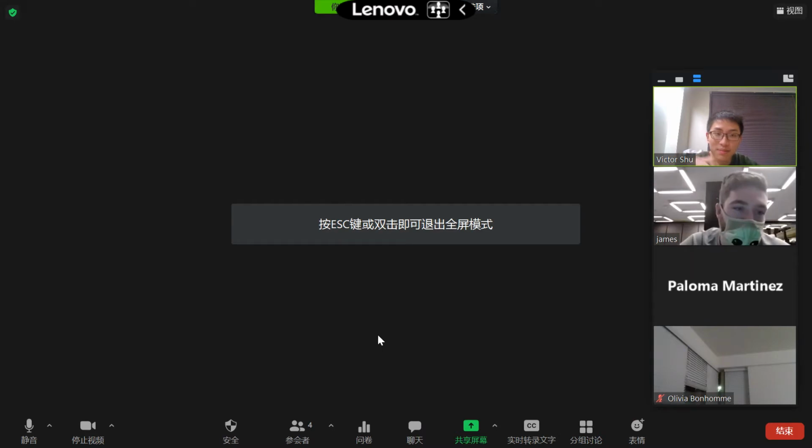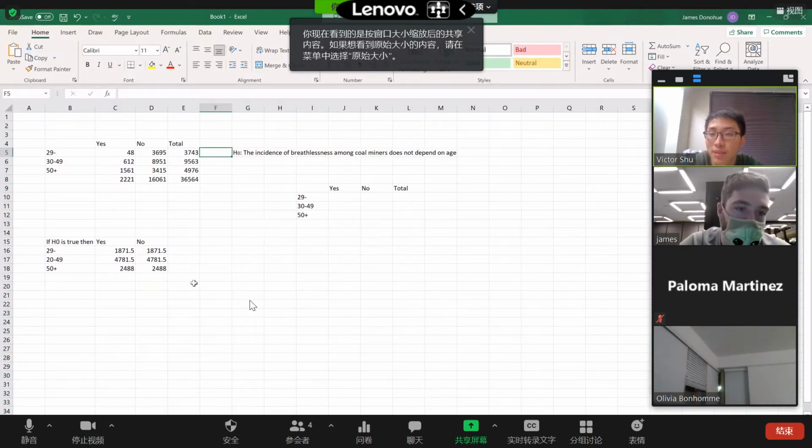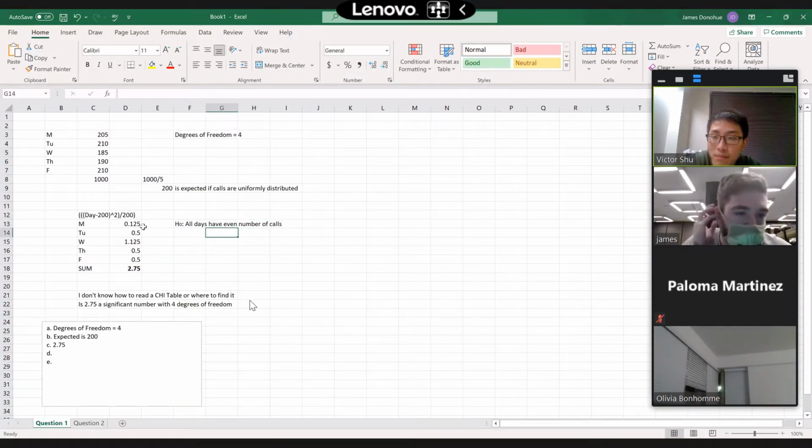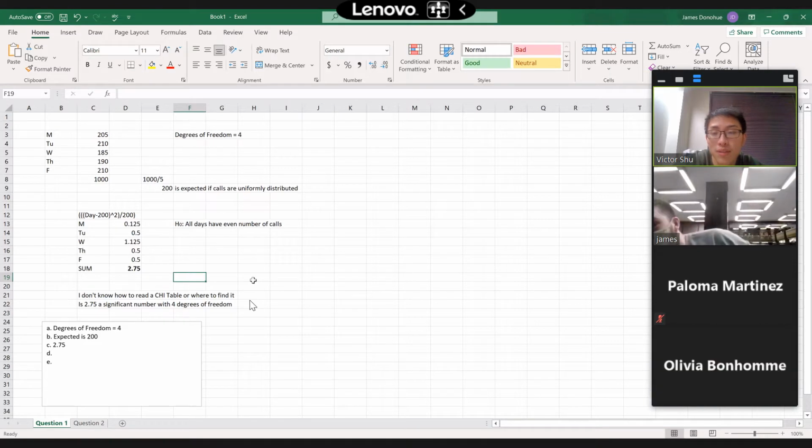So here I was doing question one, and I was wondering how to calculate the p-value given that I got this as my chi-square value. There is a chi-square table on the back of your book. No, there's not. I looked it up online, but it's similar to a z-score test and a t-test.